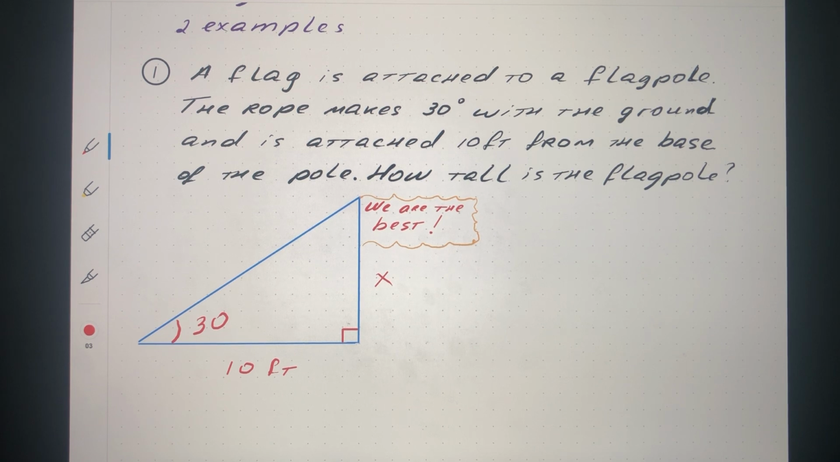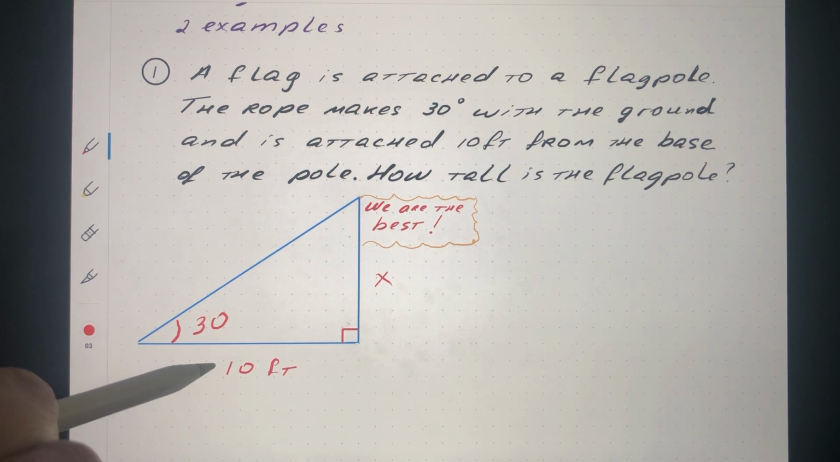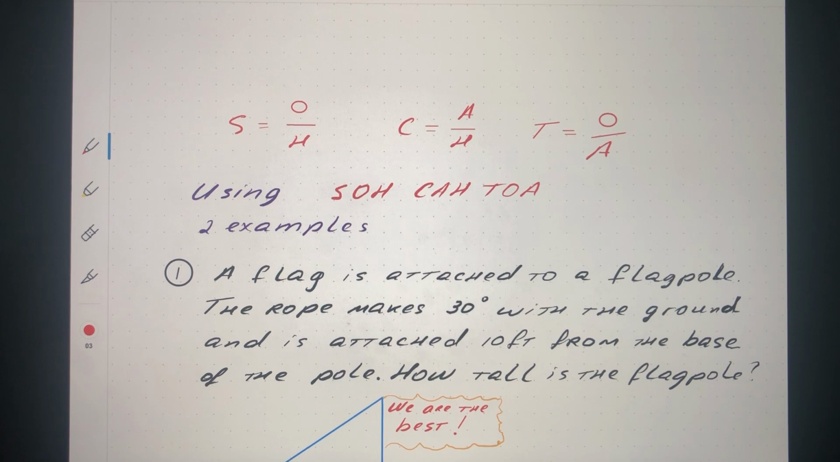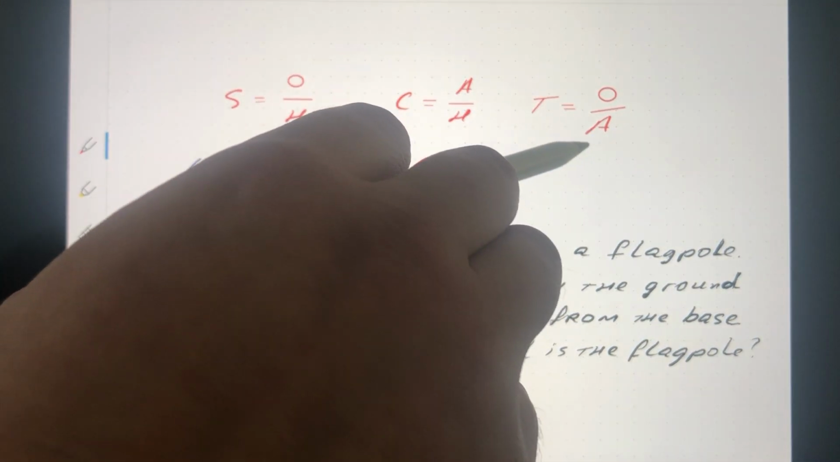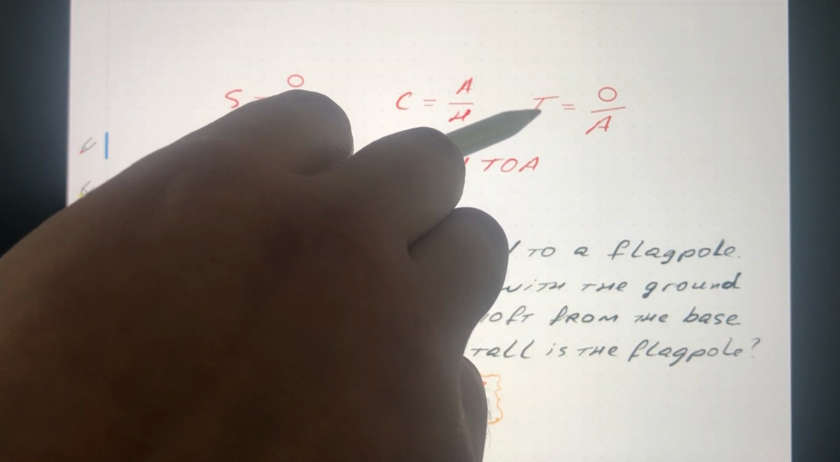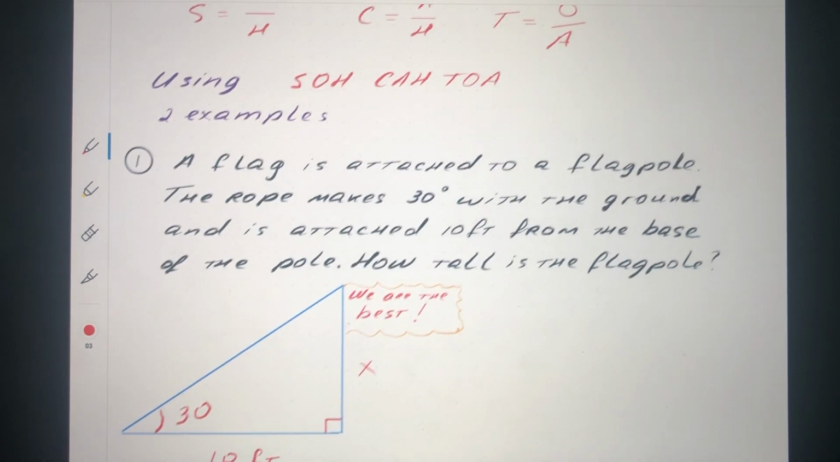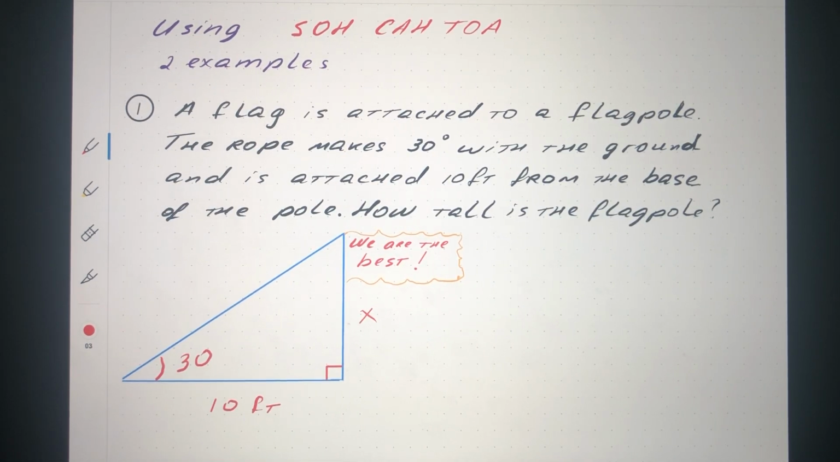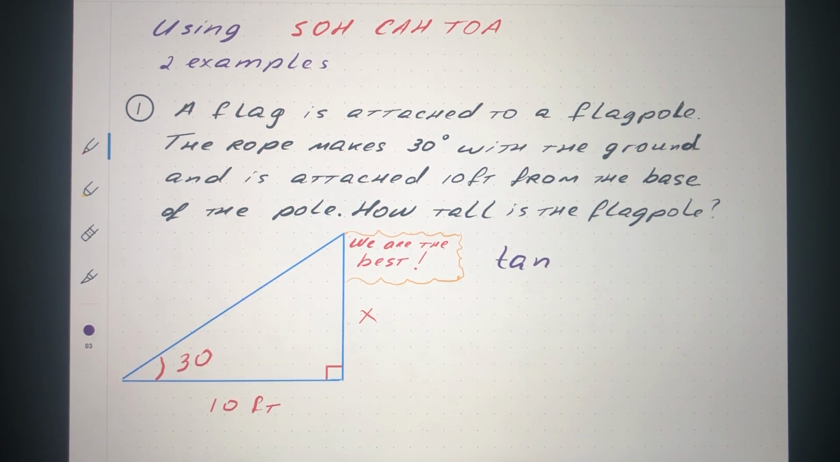which one of the three functions connects the opposite side with the adjacent and the angle? Well, looking at our SOH CAH TOA, that would be tangent. Tangent is opposite over adjacent. So if we use tangent, we have all the information to figure out how tall the pole is. So let's use that. That means the tangent of 30 degrees is the opposite over the adjacent.